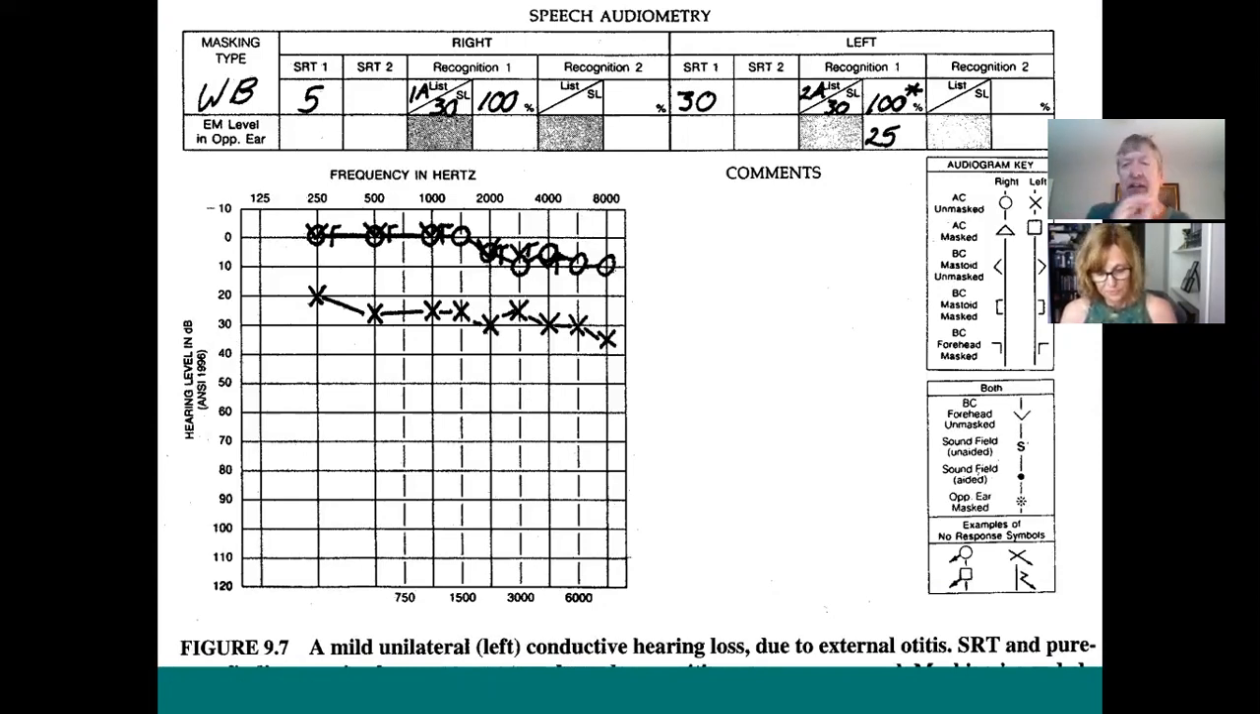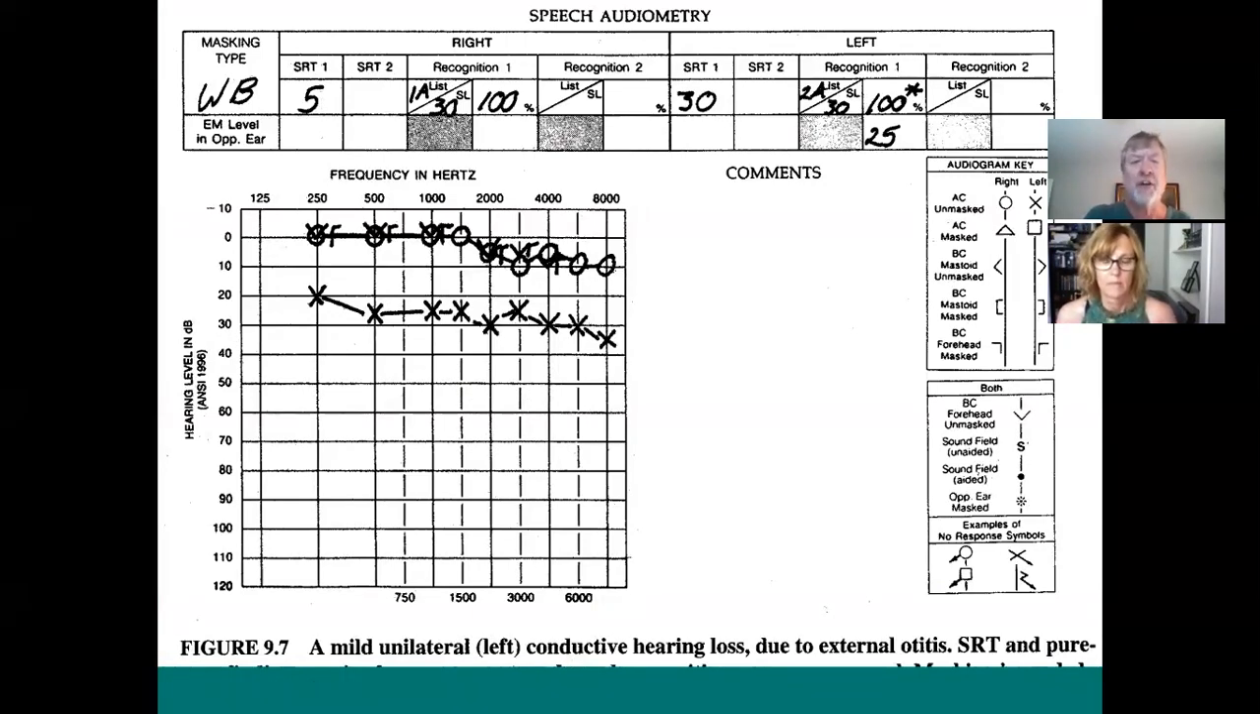Wax, contrary to what people like to think, does not cause much hearing loss. It'll cause you a bit of conductive hearing loss. You'll have an air bone gap, a slight air bone gap, nothing to write home about.